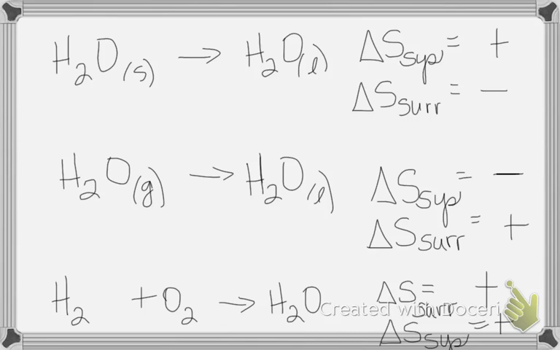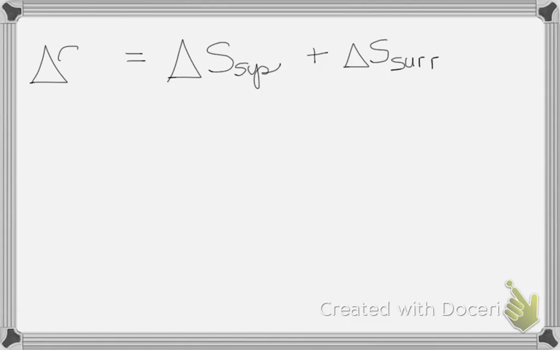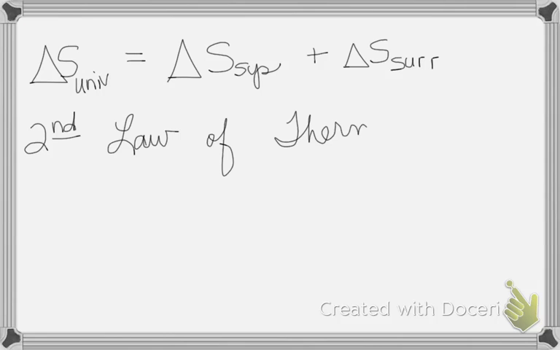Why is that? The overall change: when I look at the delta S of the system and I add that to the delta S of the surroundings, what that actually gives me is the delta S of the universe. It's the delta S of the universe that actually determines spontaneity. The second law of thermodynamics explains why a reaction will be spontaneous in a certain direction. Entropy is not conserved.